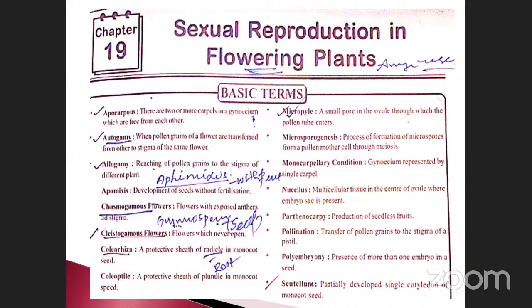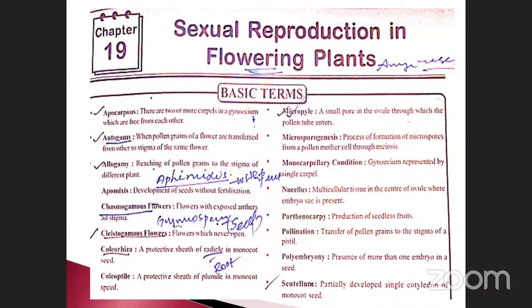Parthenogenesis is also called apomixis, isn't it? Yes, sir. So both are related, isn't it? Don't forget it. These things are also asked so many times. Apomixis is also called parthenocarpy. You got it, that one? Okay, go to the next one.